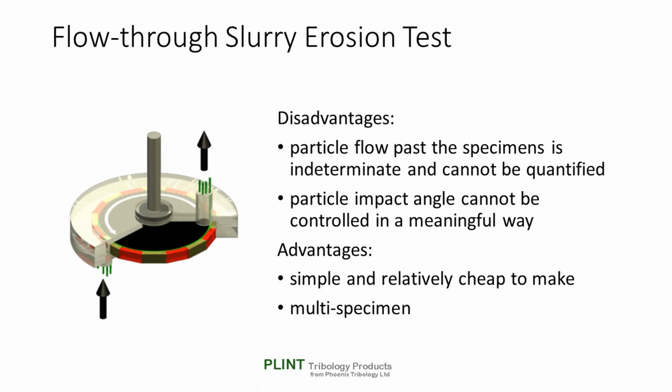In the flow-through slurry erosion rig, fresh slurry is continuously fed into a test container in which slurry is circulated by an impeller. 16 stationary specimens form the walls of the container, alternating metal and plastic, and a standard ultra-high molecular weight polyethylene gear is used as the impeller. The disadvantages of this type of rig are that particle flow past the specimens is indeterminate and cannot be quantified, and the particle impact angle cannot be controlled in a meaningful way. The advantages of this type of rig are that it is simple and relatively cheap to make, and it is multi-specimen.